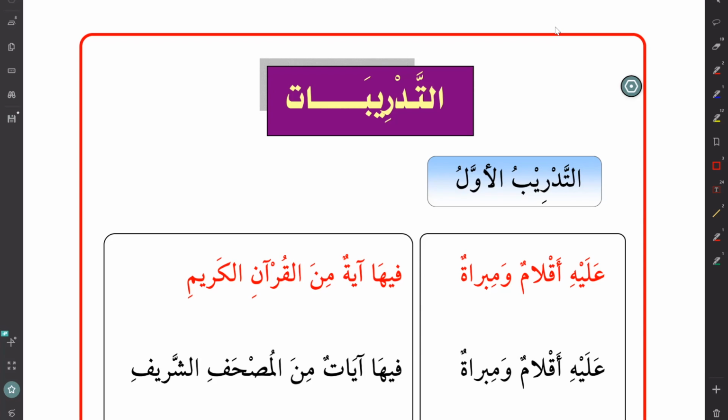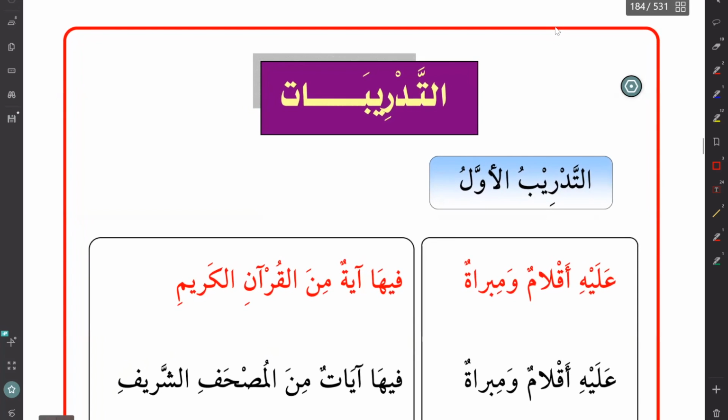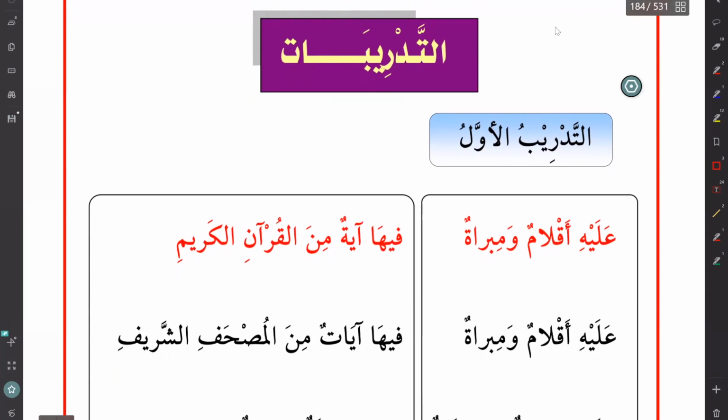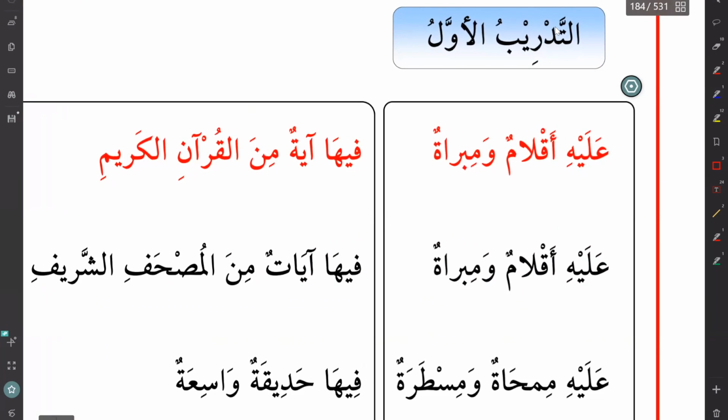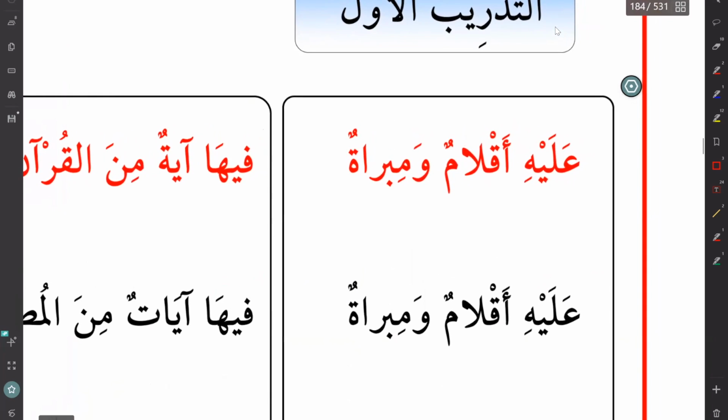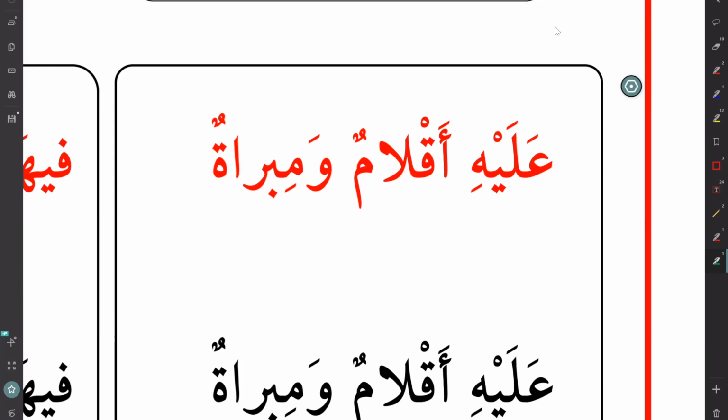So we are starting with التدريبات, the exercises, and we have التدريب الأول, the first exercise, and it says عليه أقلام ومبرات. So few things going on here.